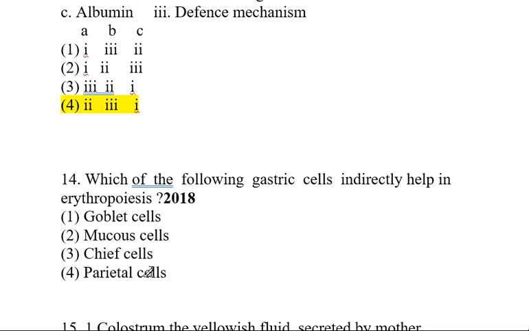Which of the following gastric cells indirectly help in erythropoiesis? The correct answer is parietal cells. Cells found in the gastric glands include the following. So I need you to look at this slide.